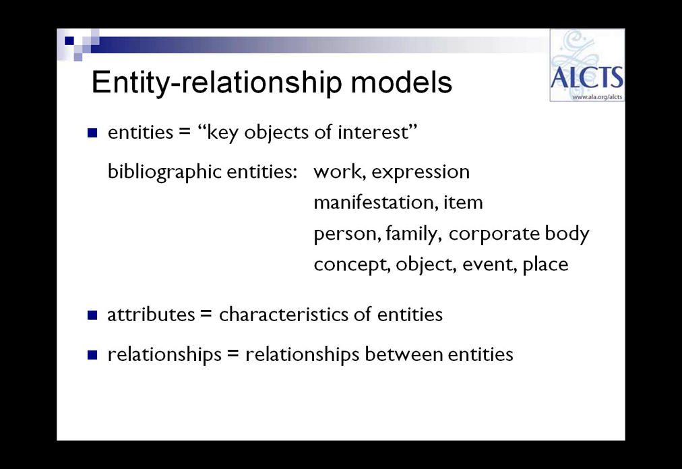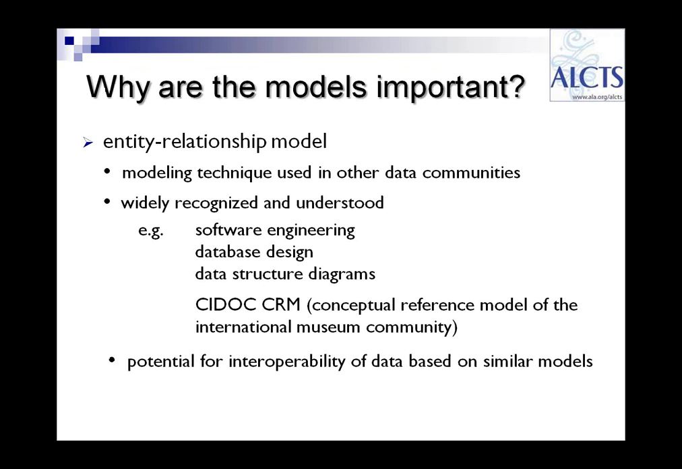Attributes are the things that we record every day in our bibliographic records and our authority records, the characteristics of entities. So, for example, place of publication is an attribute of manifestation. The date of birth is an attribute of person. And then, of course, there are relationships between all the entities. For example, a person creates a work, a corporate body produces a manifestation, a work may be an adaptation of another work.